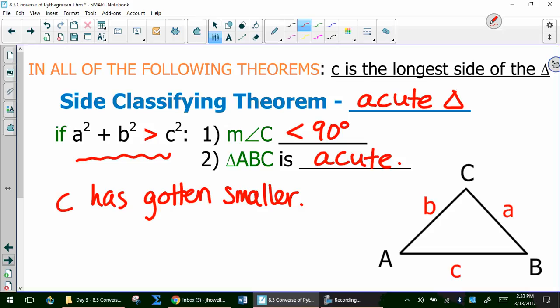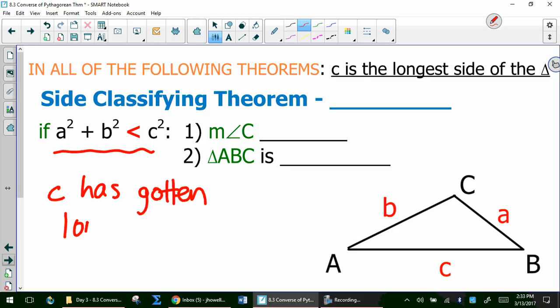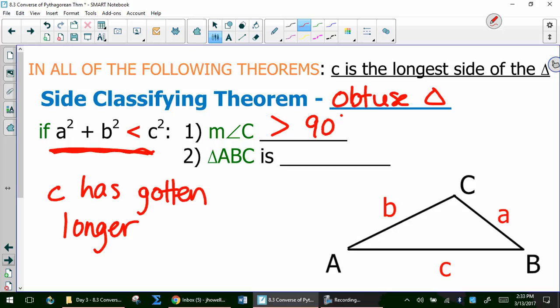So these are things that we just have to kind of know. These are formulas we need to know, so refer back to these notes as you go through the next bit of the homework. And now if c squared is greater than a squared plus b squared, then C has gotten longer, making this an obtuse triangle. So if a squared plus b squared is less than c squared, then the measure of angle C is going to be greater than 90 degrees, and triangle ABC is obtuse.